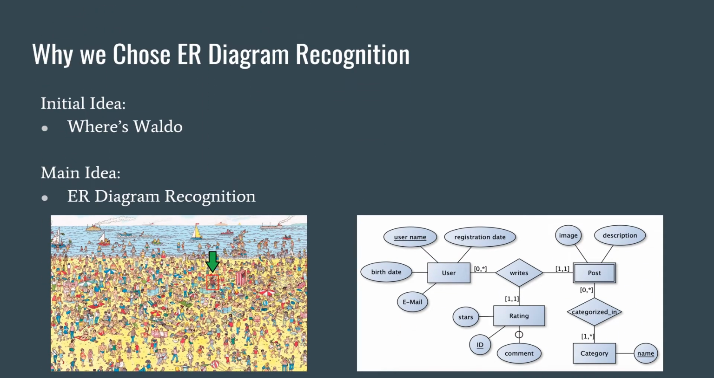Originally, we wanted to do Where's Waldo because it seemed like a fun idea to do. However, we quickly realized that this was much more difficult than we had first anticipated. Even the best machine learning algorithms were not capable of reliably identifying Waldo, so we decided to come up with a different project. The three of us were taking a database class at the same time where we were learning about ER diagrams. We thought it would be cool to create a program that could recognize the different components in a hand-drawn ER diagram.